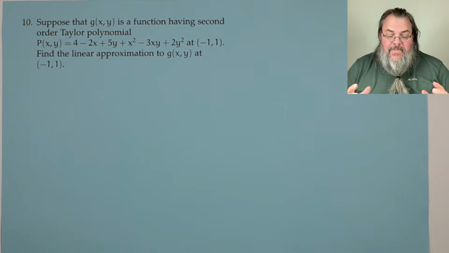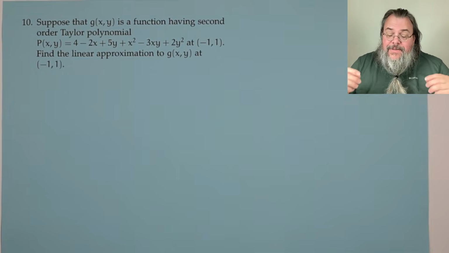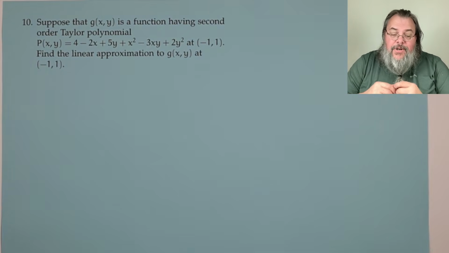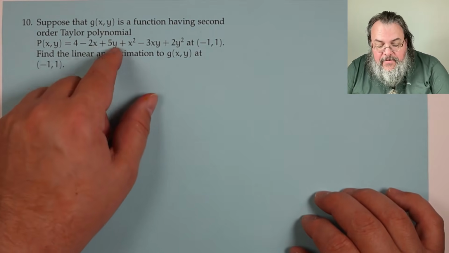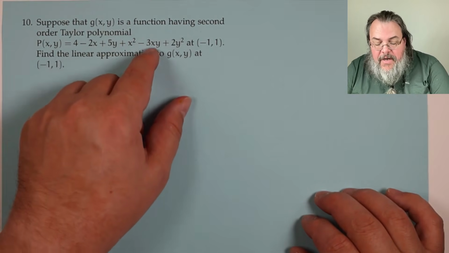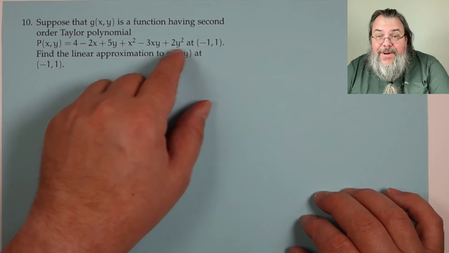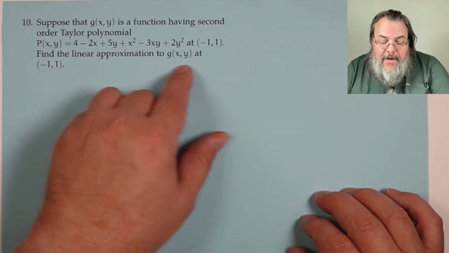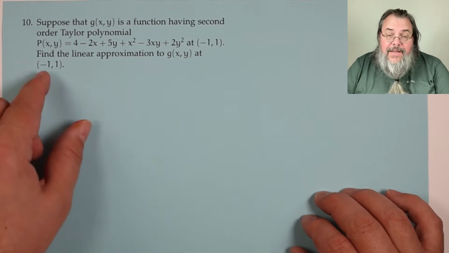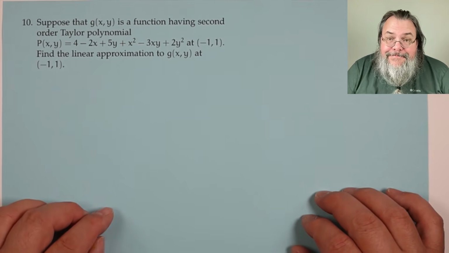Number 10. Suppose that g of xy is a function having second-order Taylor polynomial P of xy equals 4 minus 2x plus 5y plus x squared minus 3xy plus 2y squared at negative 1, 1. Find the linear approximation to g of xy at minus 1, 1.